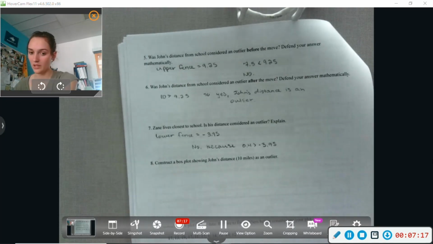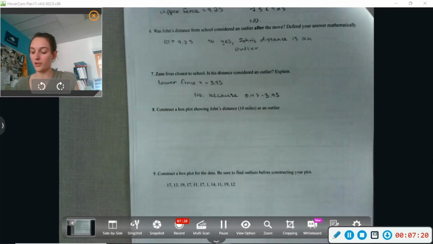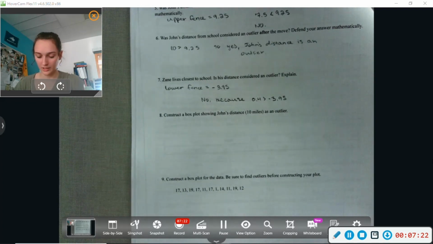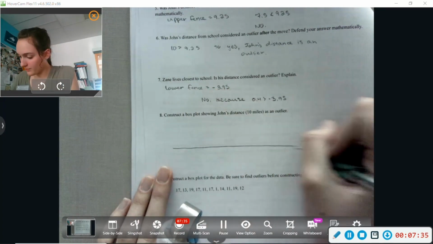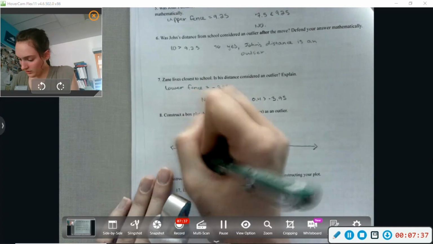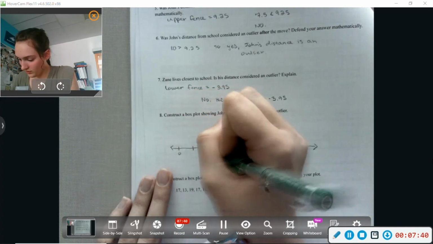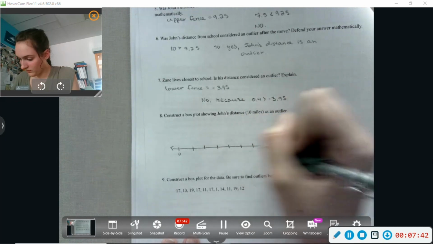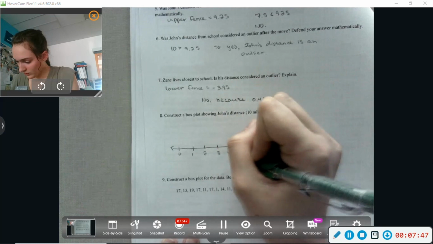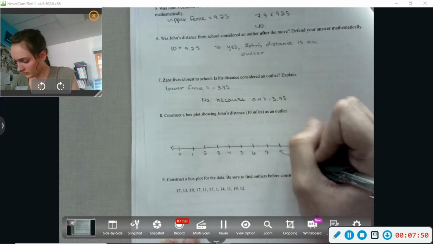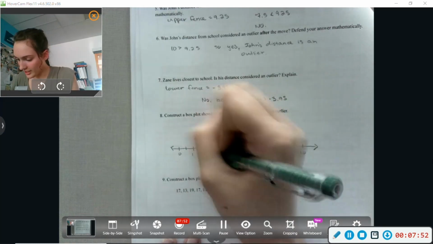Okay, so now we're going to construct a box plot like we should have properly. We know that 10 miles is an outlier. So what we're going to do is still draw our number line from 0 to 10. And then I'm going to draw my half indicators again.